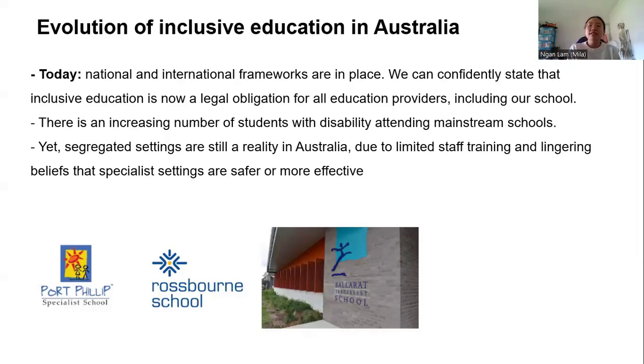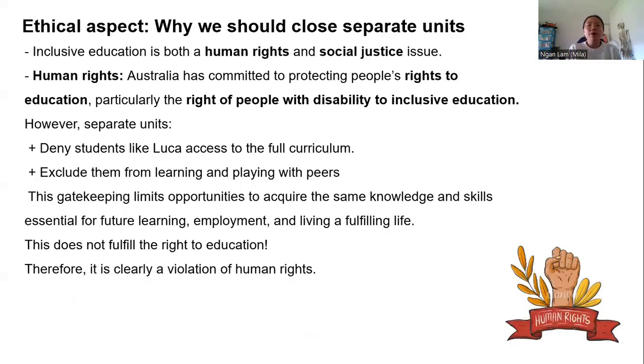Yet, segregated settings are still a reality in Australia due to limited staff training and lingering beliefs that specialist settings are safer or more effective. It is also important to acknowledge that inclusive education is not only a legal obligation, but also a matter of upholding human rights and social justice. So as we have mentioned above, Australia has committed to protecting people's rights to education, particularly the rights of people with disability to inclusive education.